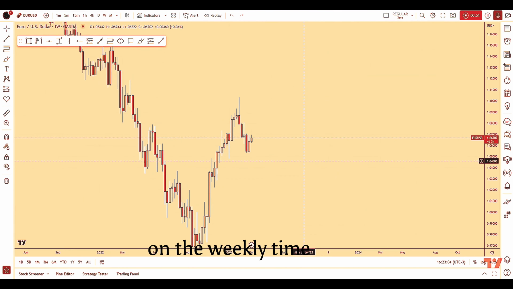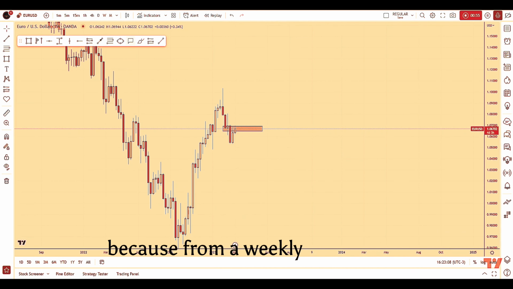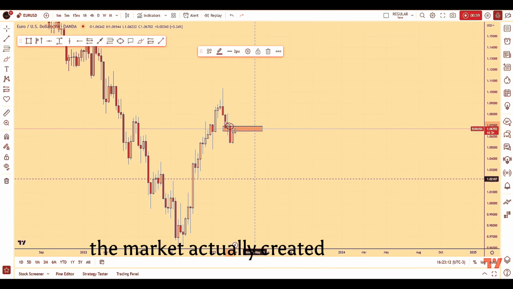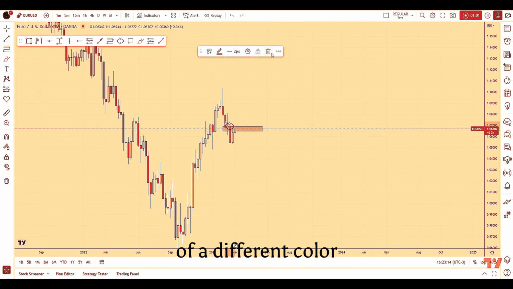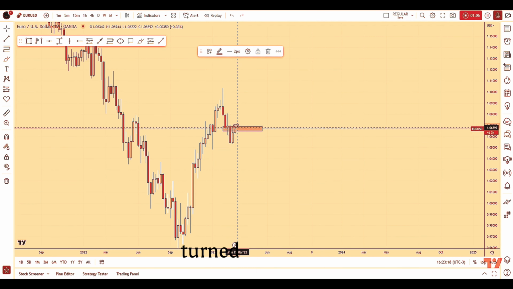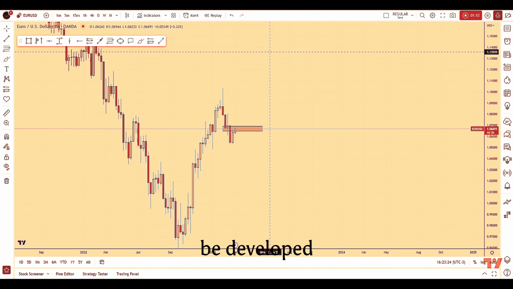Dropping down on the weekly time frame, however, this is where we start to see some problems because from a weekly perspective, we can see how during this move to the downside, the market actually created one candle of a different color. This means that what we have here is previous support turned resistance, meaning that from here we could easily see more bearish price action be developed.